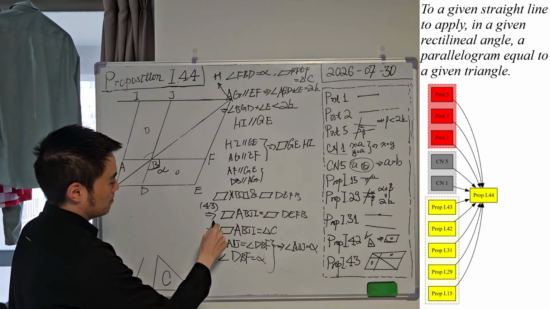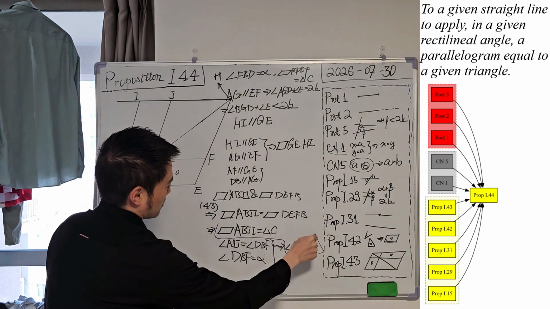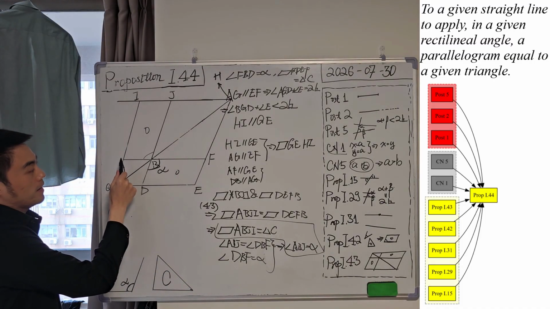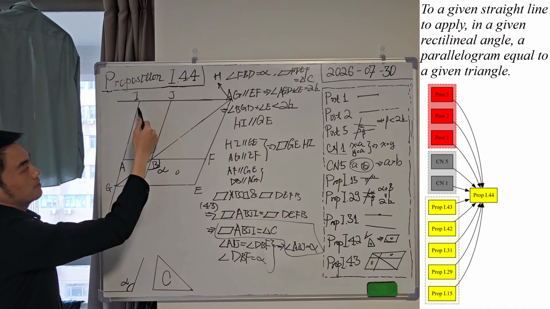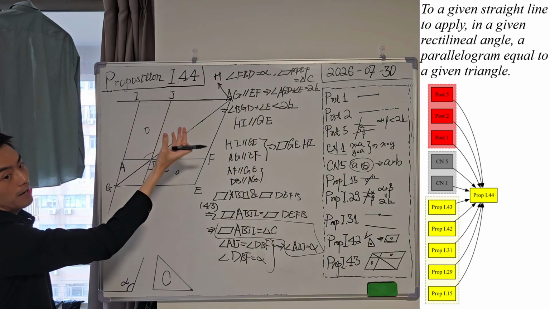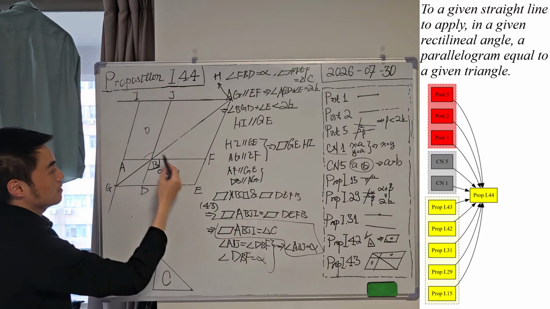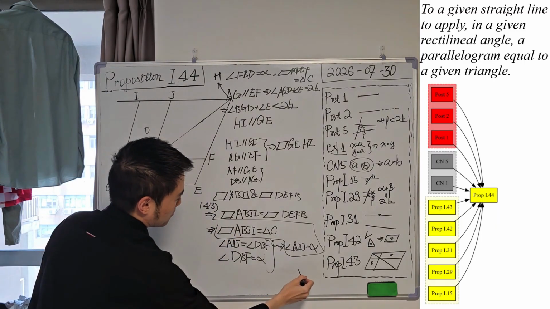So if we combine these two conditions together, we know that parallelogram ABJI is the figure we are trying to construct in this proposition, and we have successfully constructed it. So this proves our proposition.